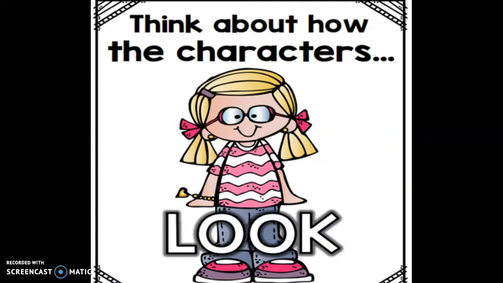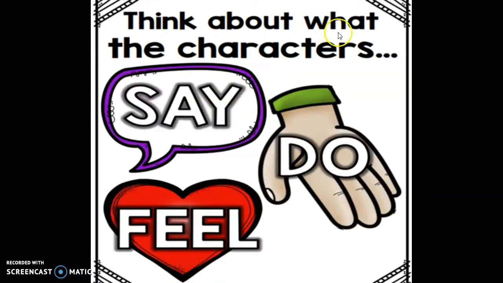So the first thing you need to do when you're looking at a character trait is think about how the characters look. If we were to describe this girl, what would we say she looked like? She had blonde hair. She's tall. She wears glasses. She looks happy, and it's because you see a smile on her face. So those are the things that we can physically see, the things you can see with your eyes. But then there's things that you can't see in a character, and the things that are on the inside. So think about what the characters say, what they do, and how they would feel.